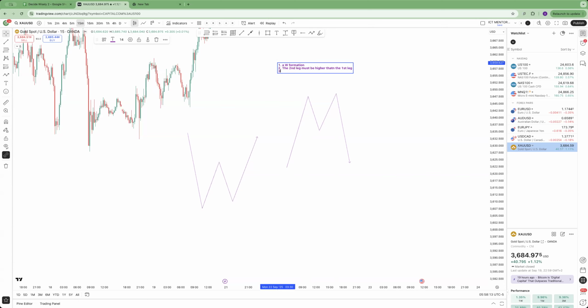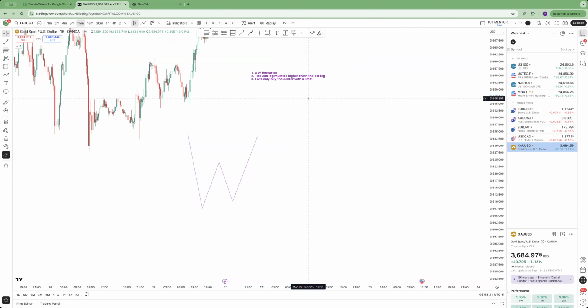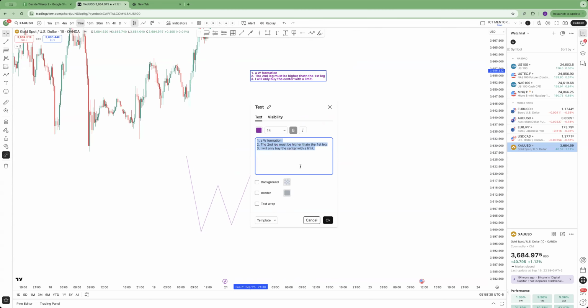Because I want to be objective in my data, because that's what data collection is, I will only buy the center with a limit. So we'll just look at buys because I really don't trade M's. Whenever I trade this, I trade in just one direction. So this formation, and let's say you are creating a rule, I'll say, okay, only M15 and above, for instance.